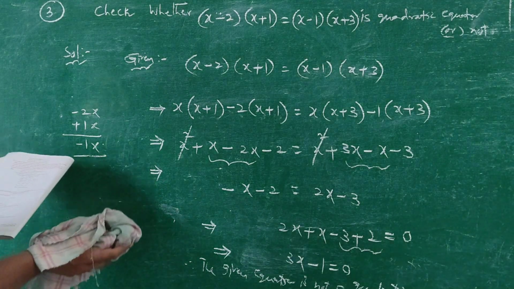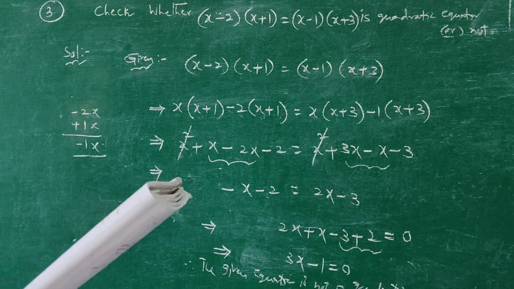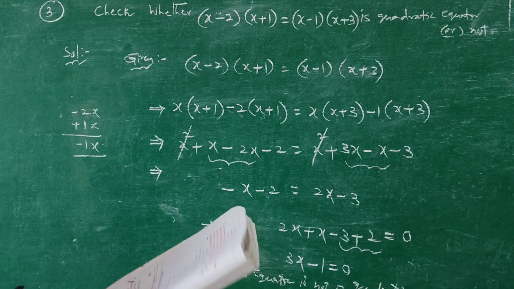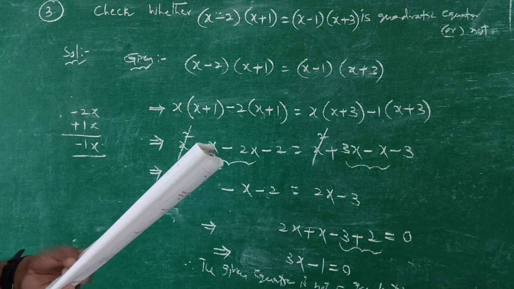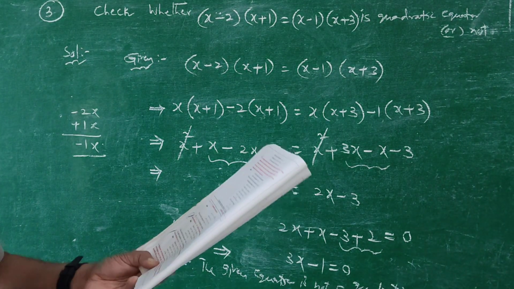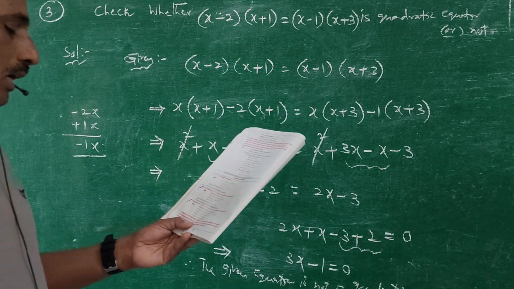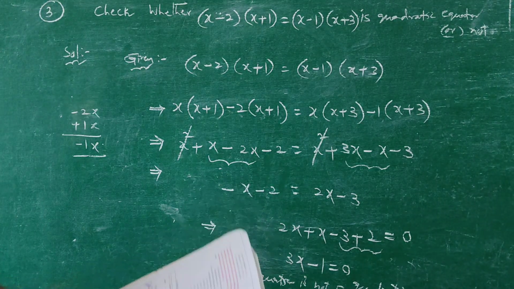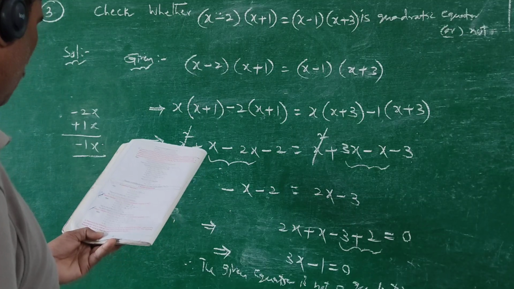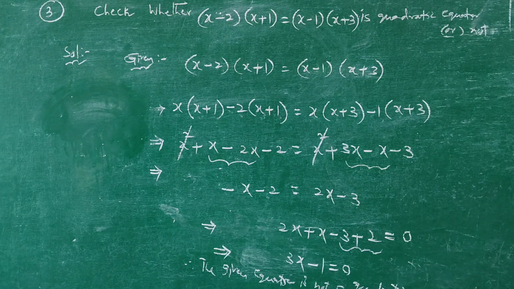Then the fourth type is where a word sum is given. Represent the following situations in the form of quadratic equations. The given statement is: the area of the rectangular plot is 528 meters square. The length of the plot is 1 more than twice its breadth. So we need to find the length and the breadth of the plot. Just we have to form that quadratic equation, right?